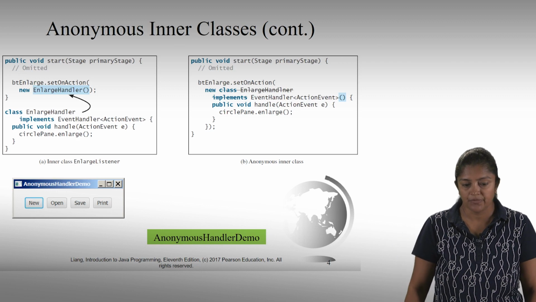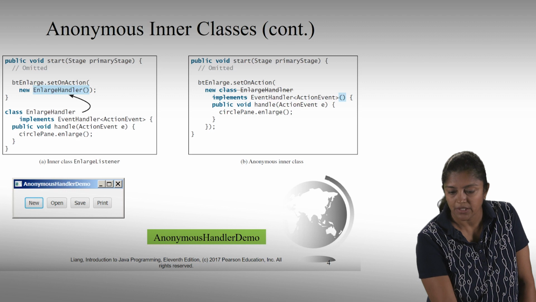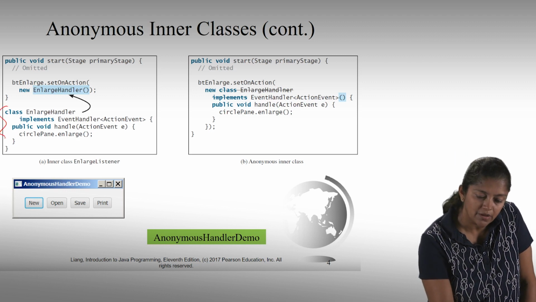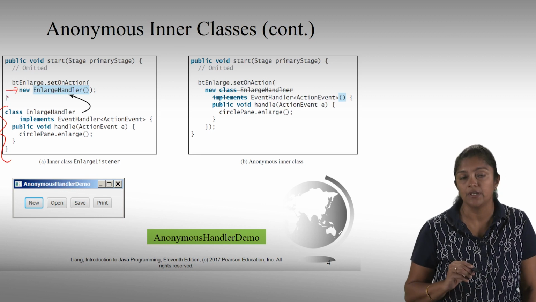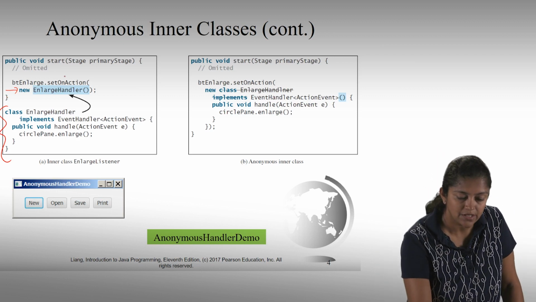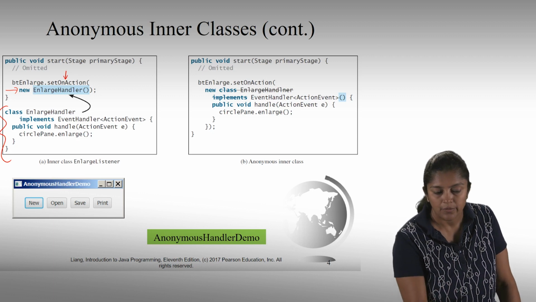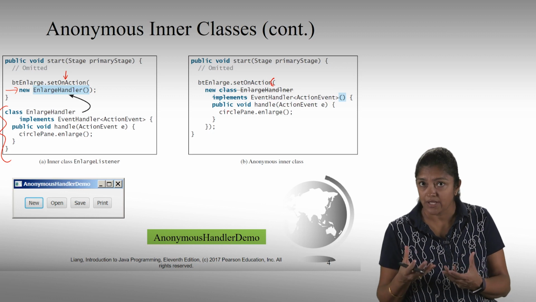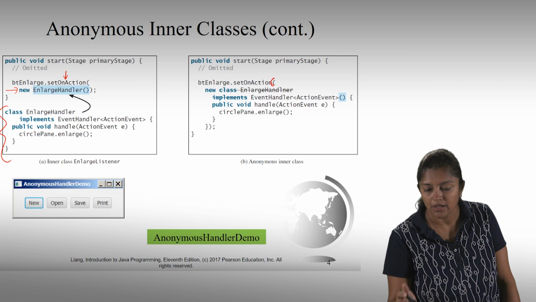So here's an example. In this case, there's the button enlarge, and instead of having a separate enlarge handler class and then creating an instance of the enlarge handler, what we can do is, and this is the registration step where we're registering the handler object, inside that registration method where we have to pass the object, we're going to write the entire class over there inline.